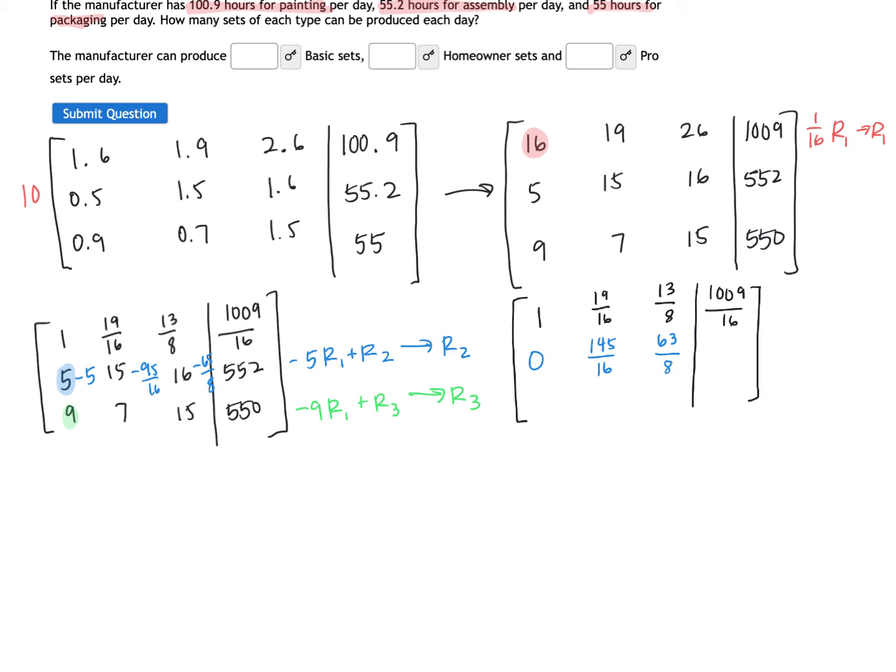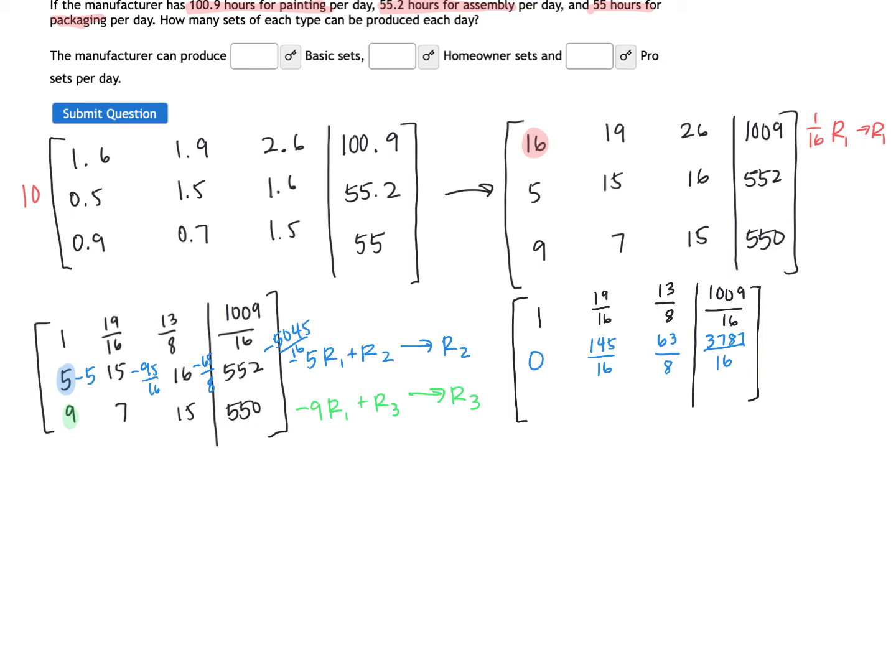And then we have 552. We've got to add that to -5 times 1009 over 16. So 1009 times -5 is -5045 over 16. And when we do 552 minus 5045 over 16, you will see that we get 3787 over 16. And so that's the transformation of row 2.